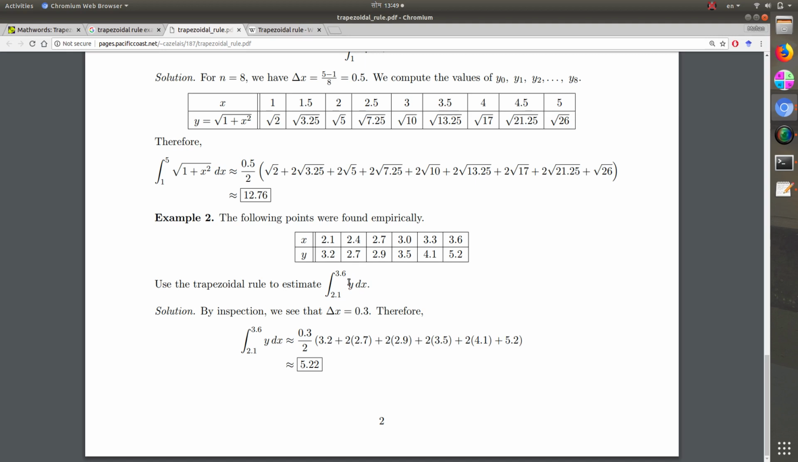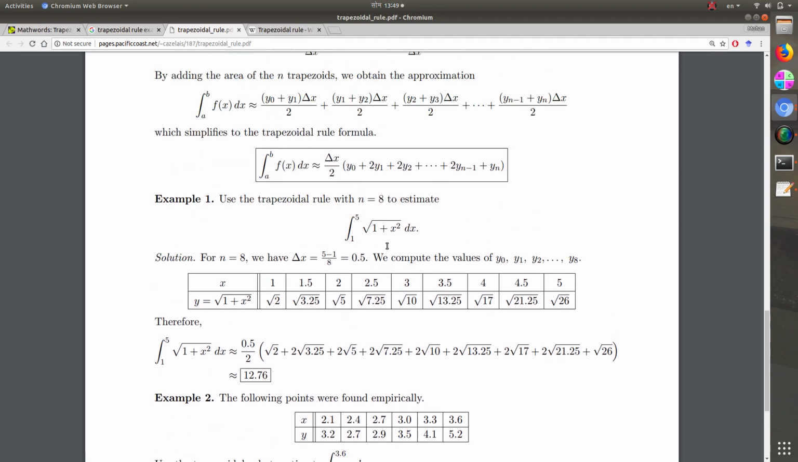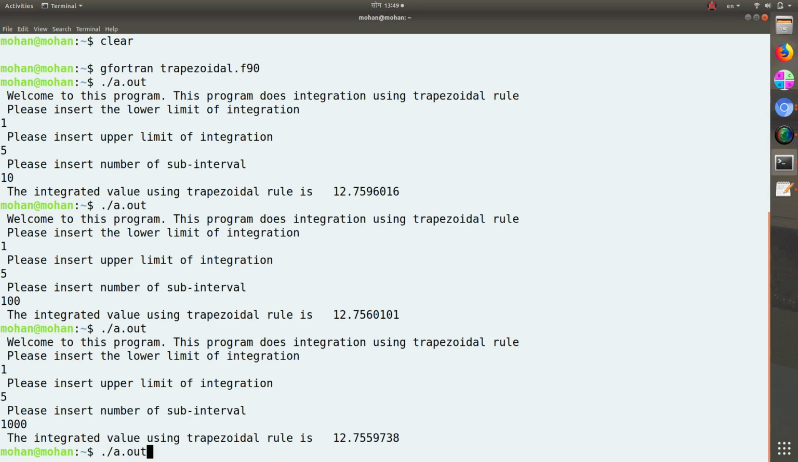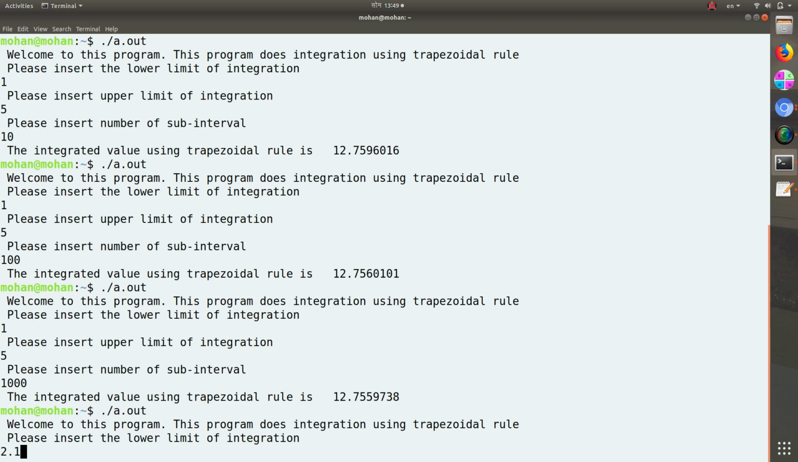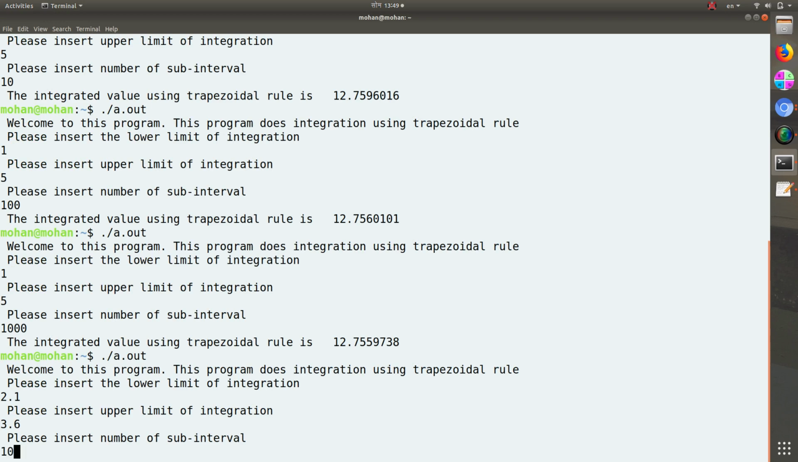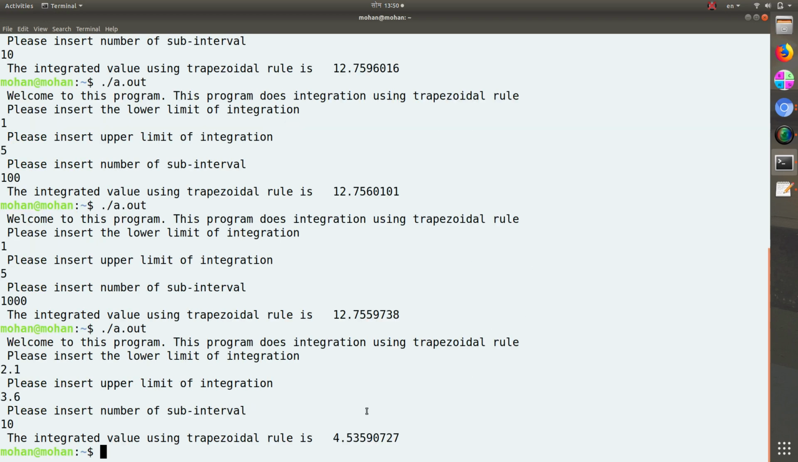Function is y only, and what is that y? Okay, we have not defined y over here, as y should be a function of x. Let me define that y as the same but with the interval changed to 2.1 to 3.6. Then what we get as our answer: 2.1 as lower limit, 3.6 as our upper limit, and number of sub intervals as 10, and the answer is 4.53.